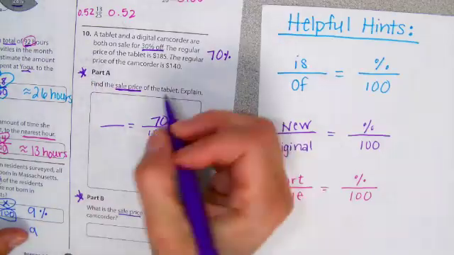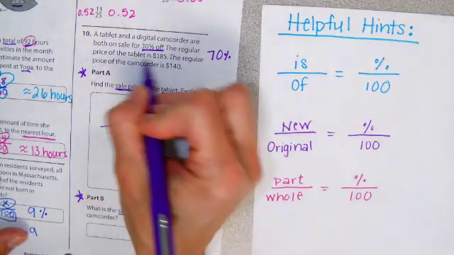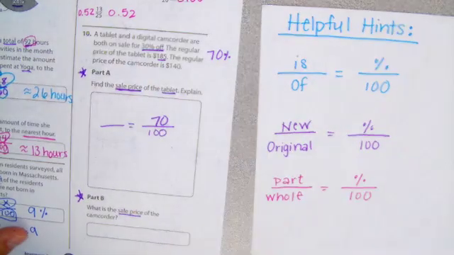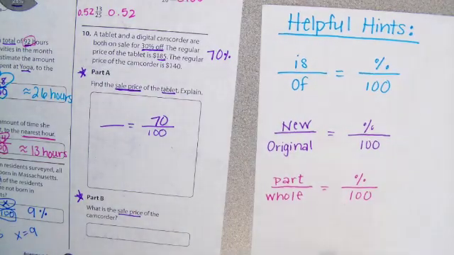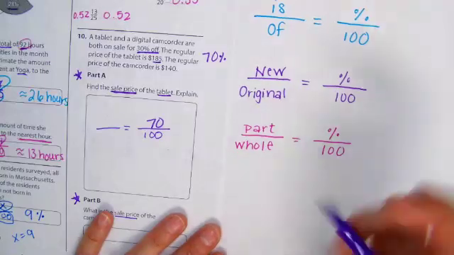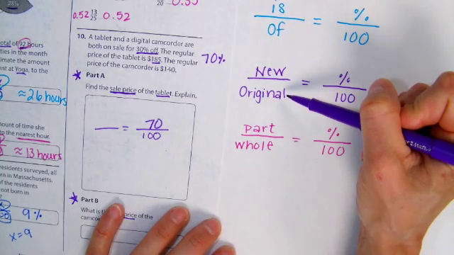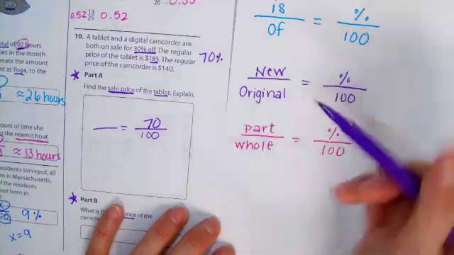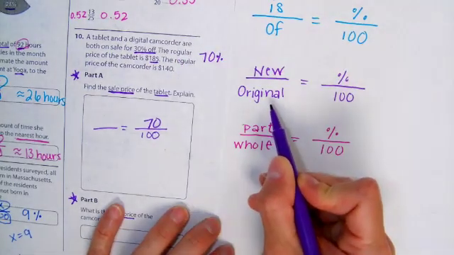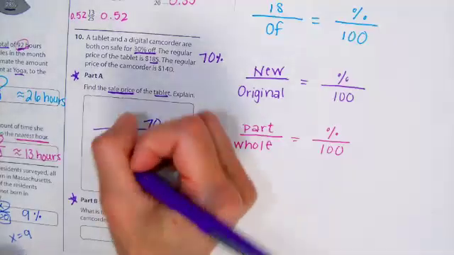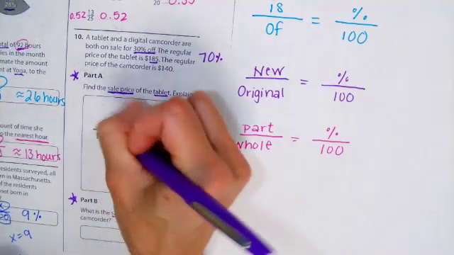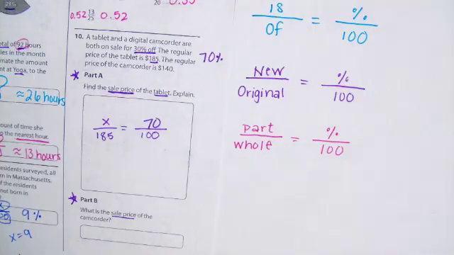Okay, so now we're looking for the tablet. The tablet is $185, okay? So remember, now we got to look at this. Is that the new price or is that the original price? The regular price, regular and original, right? So that one's got to go at the bottom. 185, which means our X goes at the top here.